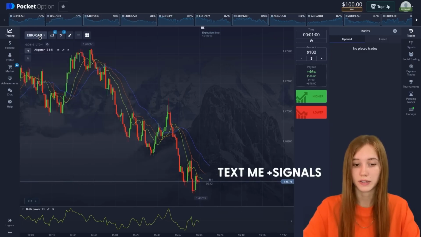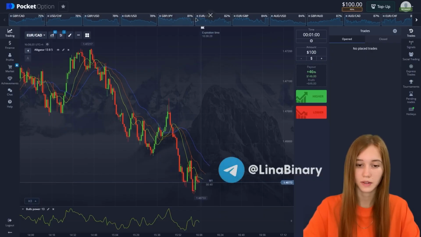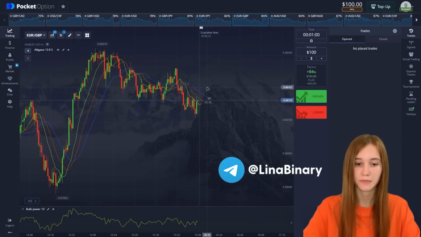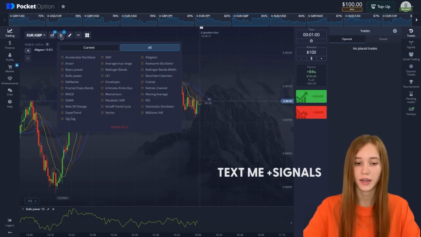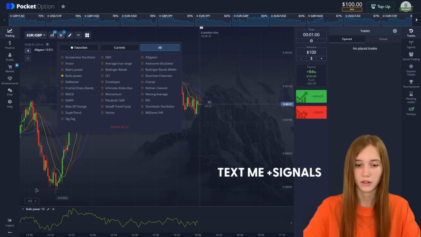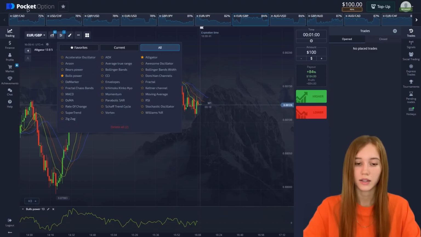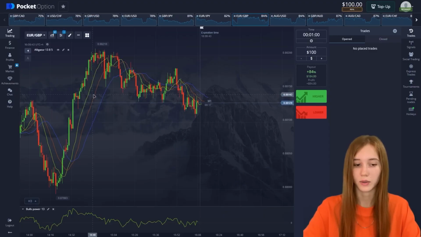Let's continue with the settings. Today we will use two indicators, pulse power and alligator. Here you can find these indicators and turn them on. We trade on Pocket Option. Let's talk about the indicators. Starting with pulse power, I'll show you its settings.